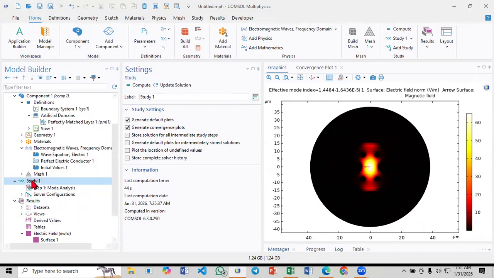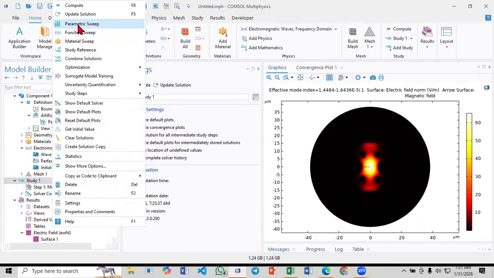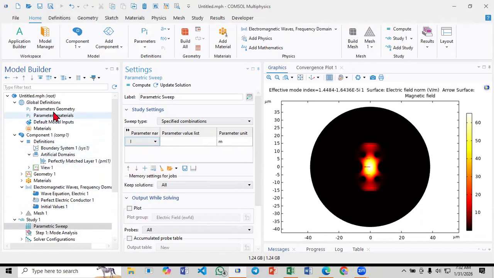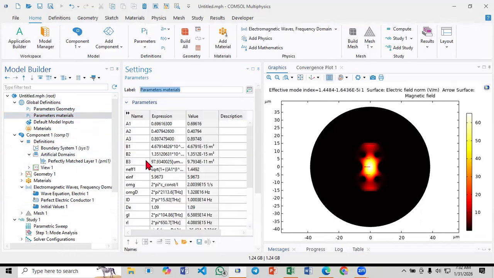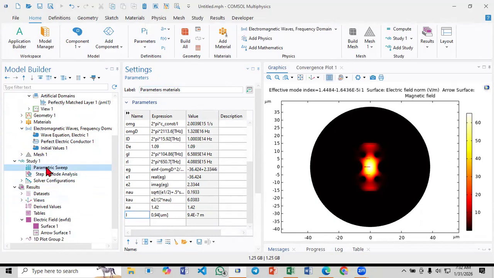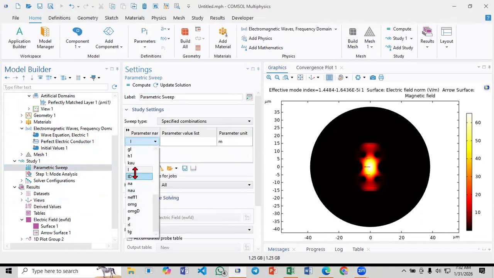So in the study, you have to right click, then parametric sweep. In parametric sweep, you have to click this add sign. After that, there are lots of variables you can see here, but we have to select L, because in the parameters we know that we selected L as the wavelength. So that's why we want to vary the wavelength. So we select L as the wavelength.